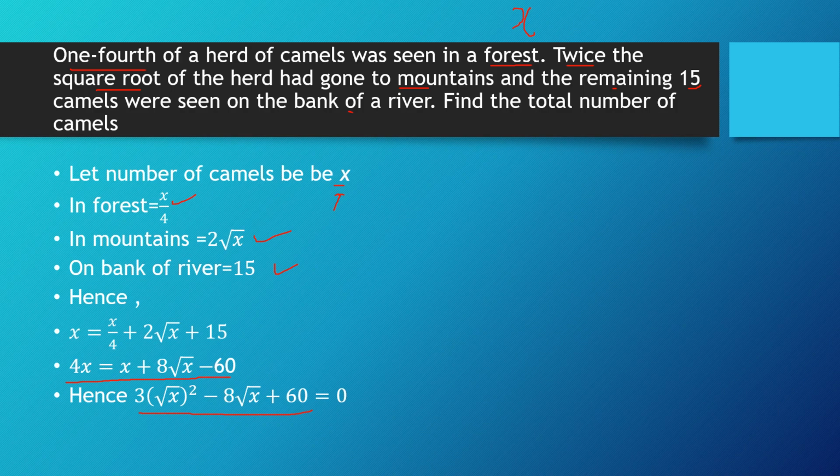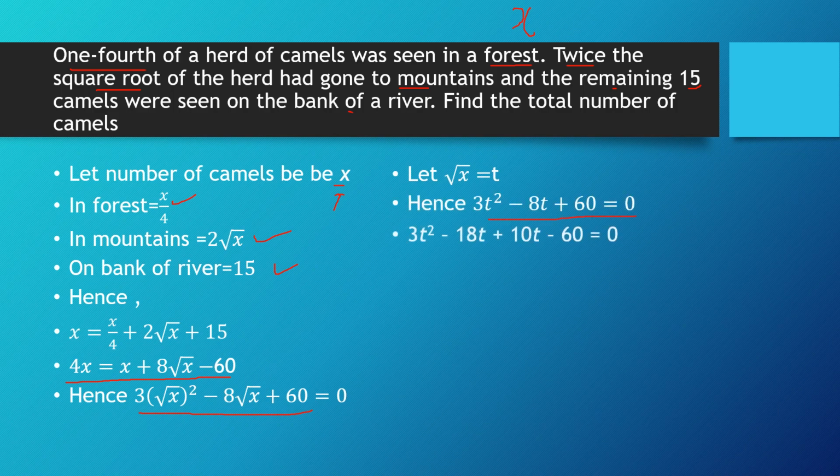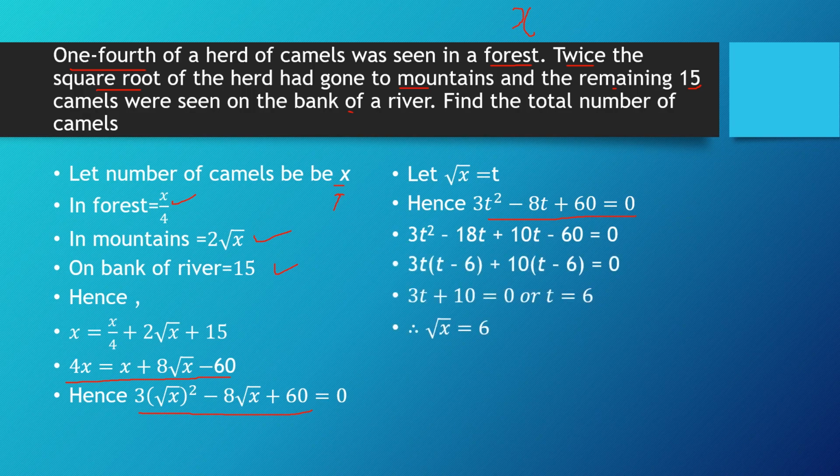I wrote this x as root x the whole square. Now see, I'll put root x as p or t. So it becomes 3t square minus 8t plus 60. Now I'll factorize this. Once I factorize, I get t as 6 or t as minus 10 by 3. Since t was root x, x has to be positive. So t cannot be this. So t is 6. What was t? T was nothing but root x. So root x is how much? 6. So x becomes 36. So in all there were 36 camels.